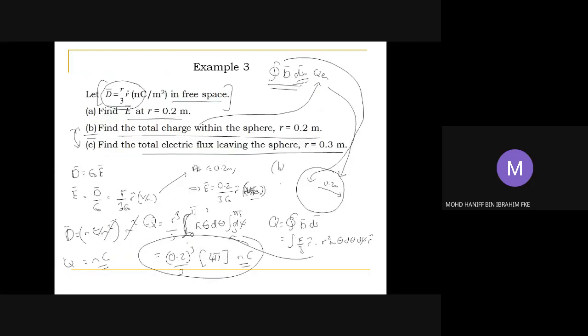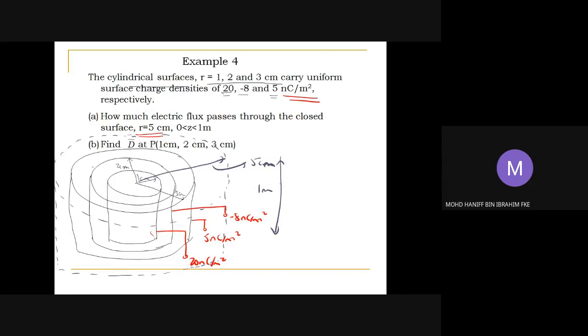In this example, if you want to find the flux leaving this particular surface, what you can do is find the charge inside that closed surface, because the flux and the charge are equal. So you can find the flux leaving this closed surface by simply calculating the charge inside the surface. So that should be the answer. So you need to find the charge then.